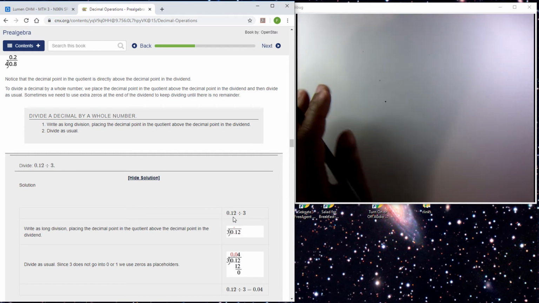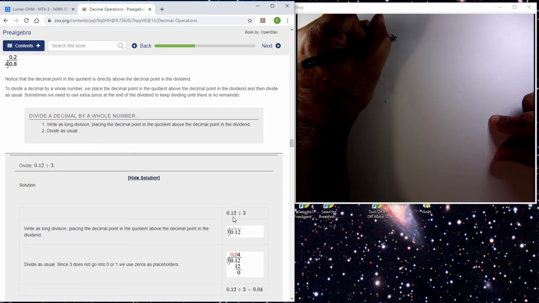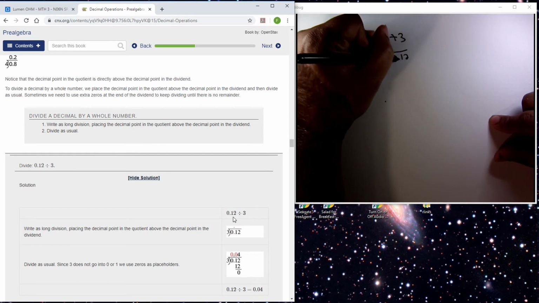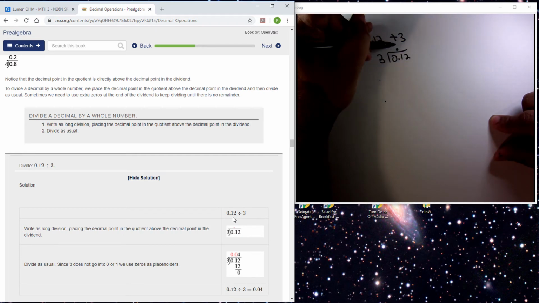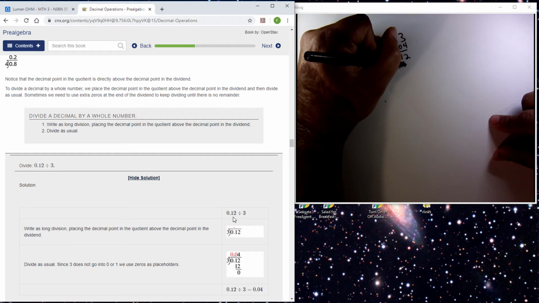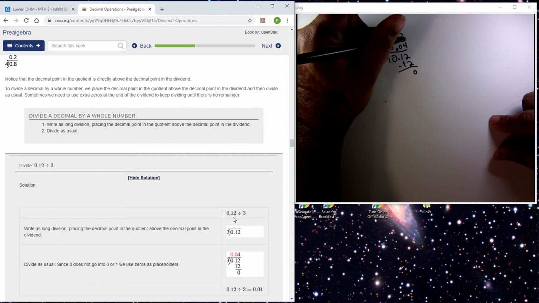So we're doing long division here with decimals. So we have 0.12 divided by 3. So I'm going to have 3 going into 0.12. So I put my decimal point right above it, and I said 3 won't go into 0, 3 won't go into 1, 3 will go into 12 4 times. 3 times 4 is 12. 12 minus 12 is 0. So my answer is 0.4.